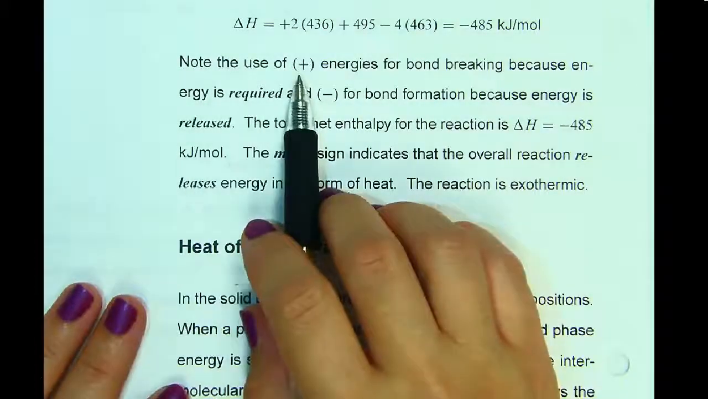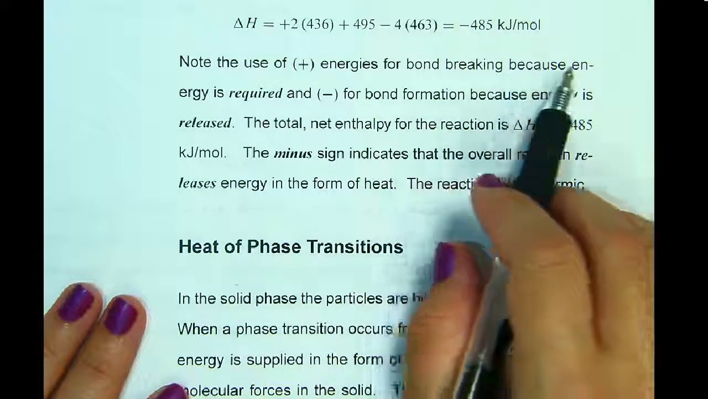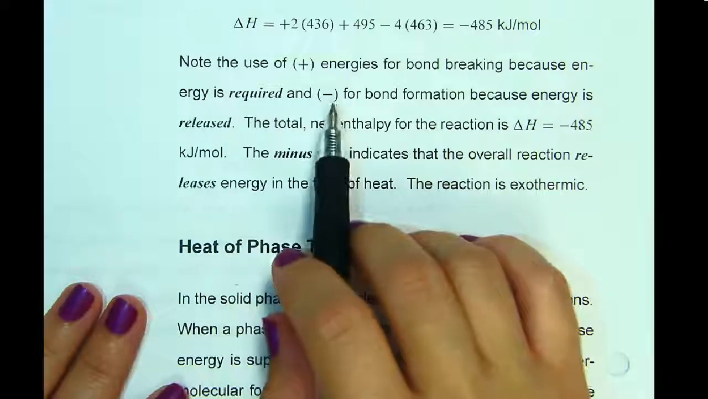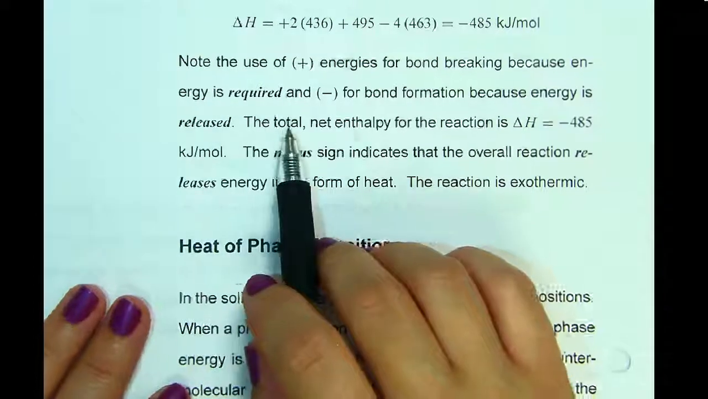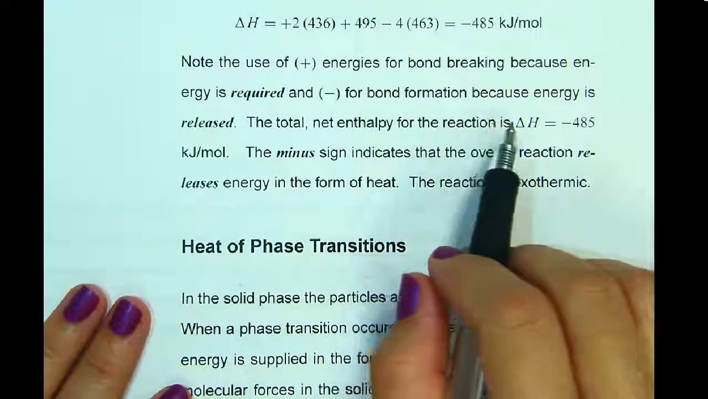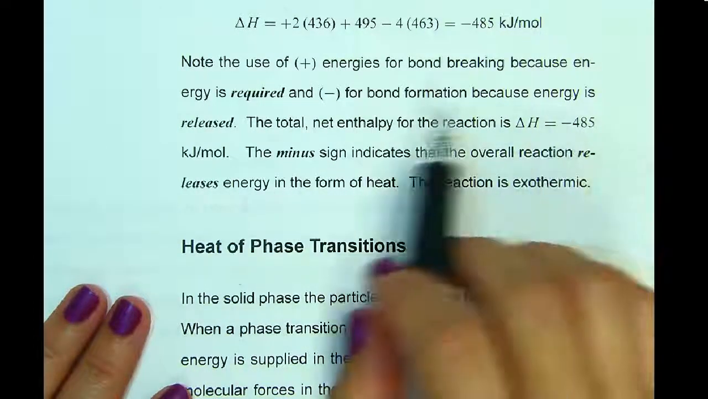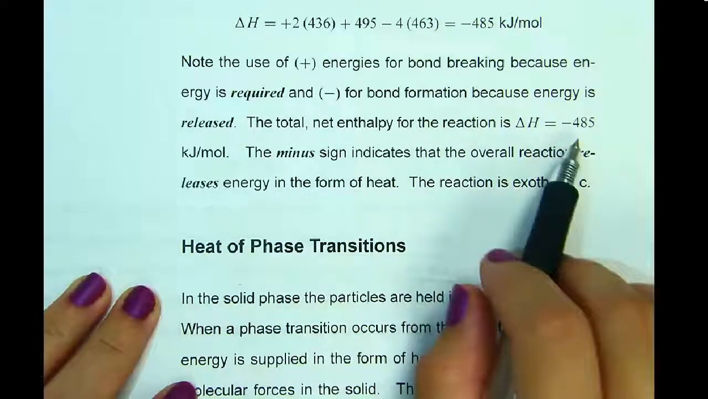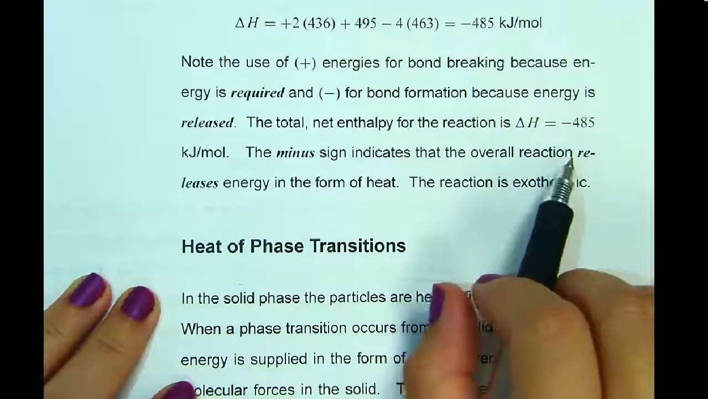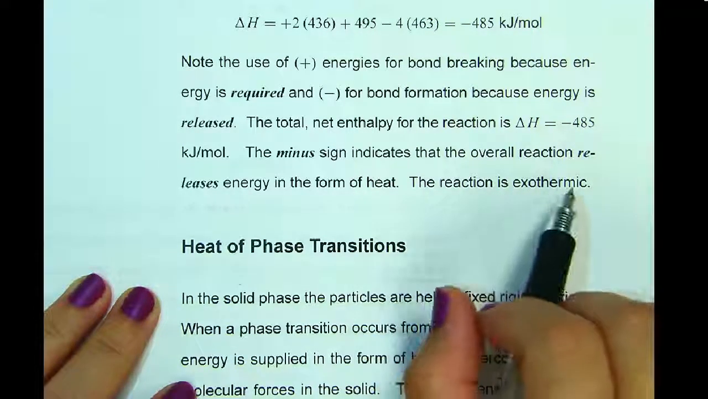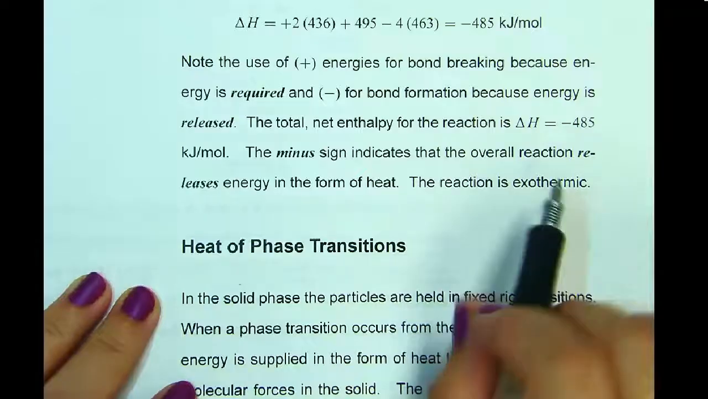Note the use of positive energies for bond breaking because energy is required, and the minus for the bond formation because energy is released. The total net enthalpy for this reaction is delta H is negative 485 kilojoules per mole. The minus sign here indicates that the overall reaction is going to release energy in the form of heat, and so the reaction overall is exothermic.